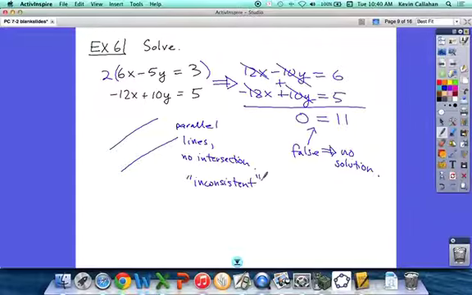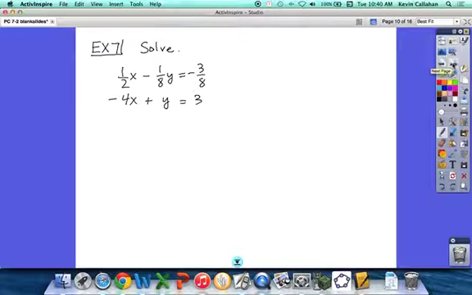Try another one. Since that was so fun, let's do another one. Now this is one I'm going to do just because of the way I showed you with the fractions. I said, let's make it 2 steps. Let's first multiply just to get rid of the fractions, and then we'll worry about making our coefficients opposites. So what would I multiply the top equation by to get rid of the fractions? 8, right? So let's do that. Multiply by 8.